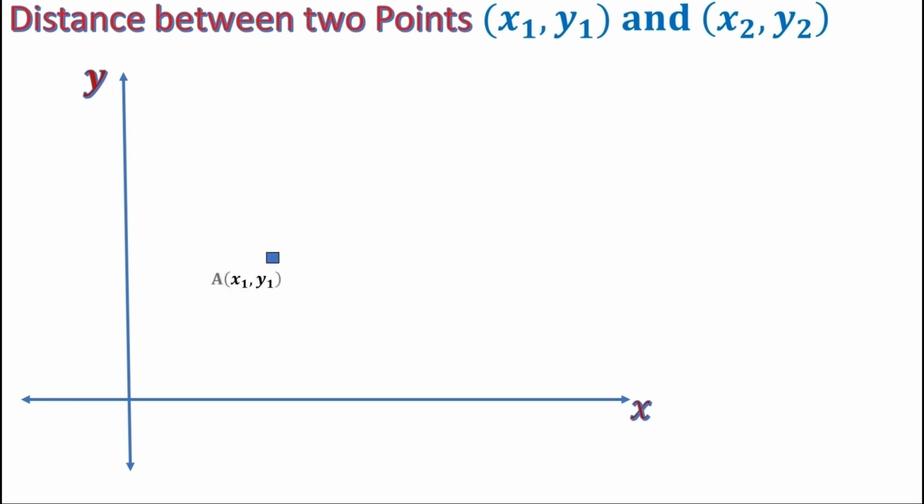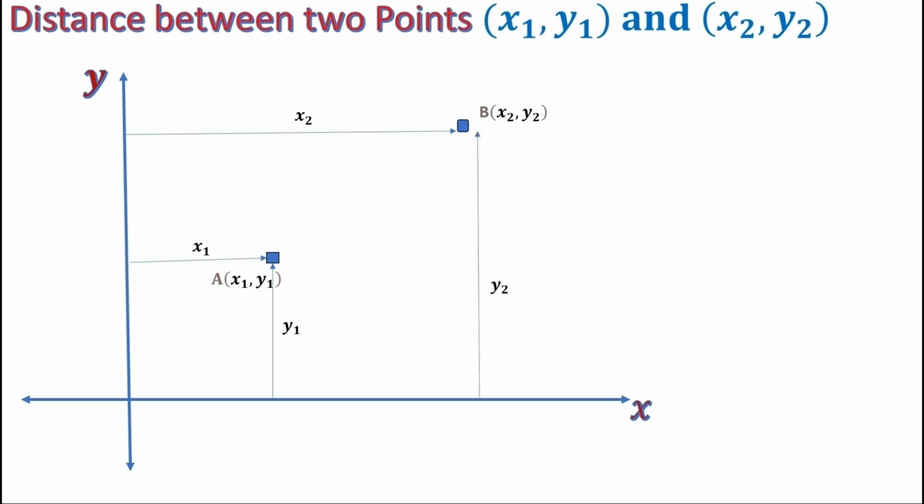What is the meaning of the point? It has the x1 distance from the y-axis and the y1 distance from the x-axis. Take another point, that is B, (x2, y2), and it is also similarly x2 distance from the y-axis and y2 distance from the x-axis.